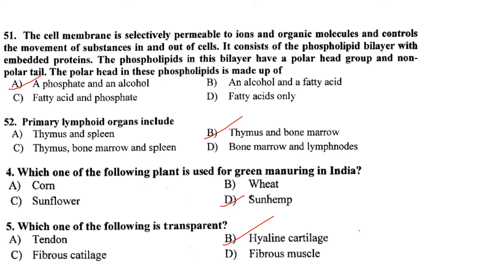Which one of the following is transparent? Tendons are tissues which connect muscles to bone. They consist of dense regular connective tissue with parallel bundles. Then fibrocartilage consists of strong collagen fibers and thus does not have a transparent appearance. Then hyaline cartilage consists of fine collagen fibers and has a glassy appearance. So the answer is option B, hyaline cartilage, that is transparent.